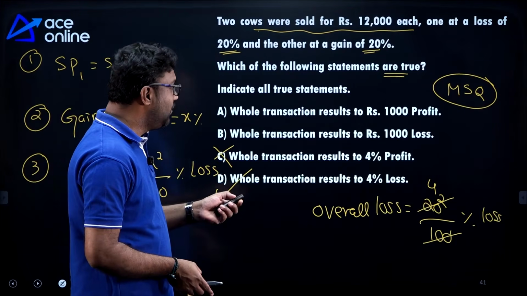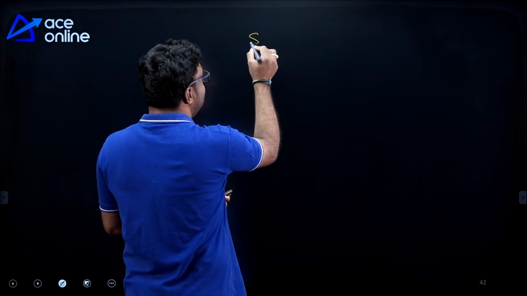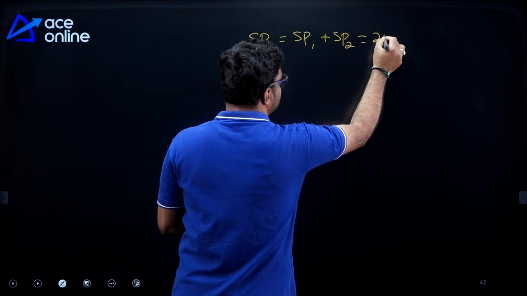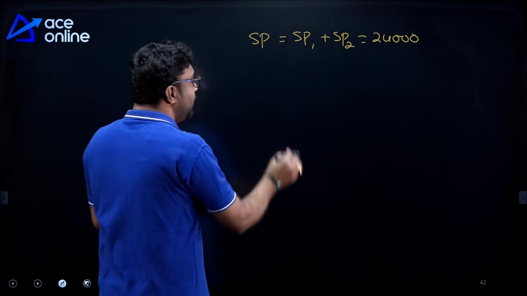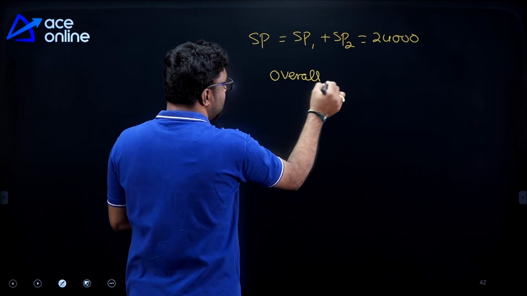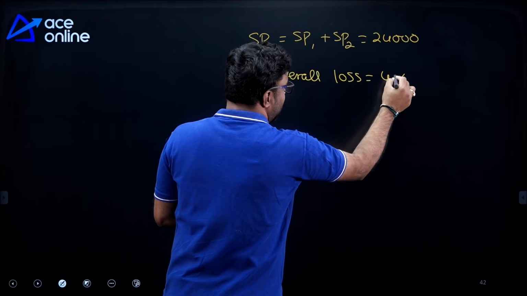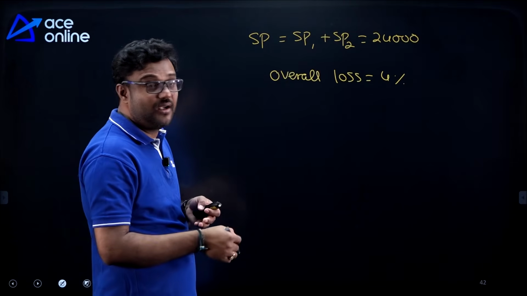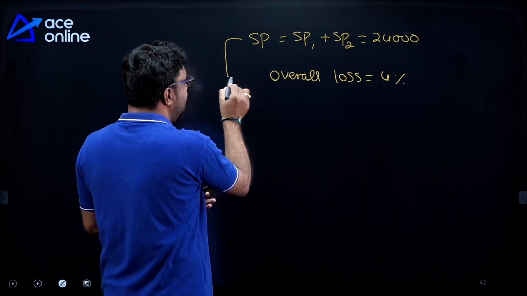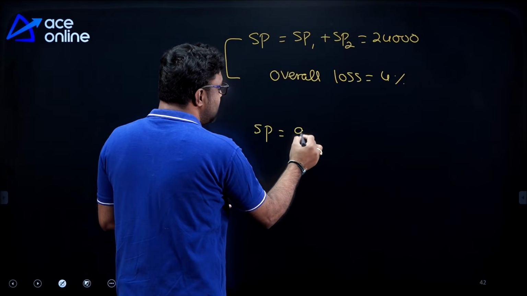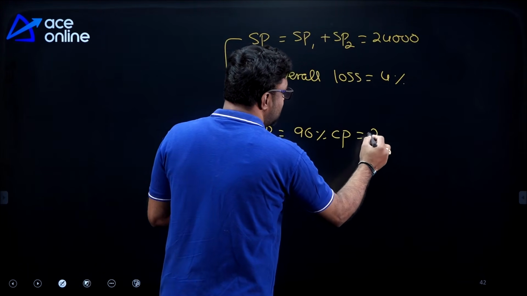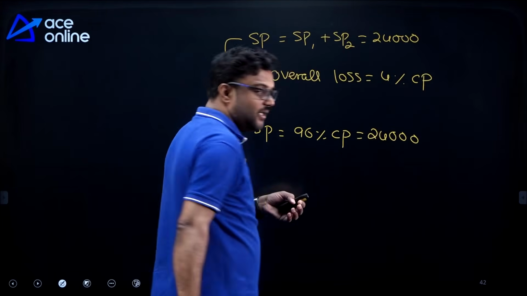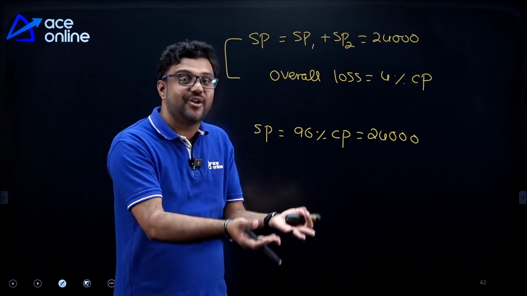Now see how to calculate the rupees. Overall selling price is 24,000. Now you got an overall loss of 4%. See, profit or loss is calculated on cost price. I too agree. So now this selling price, which is 24,000, is nothing but 96% of cost price. Overall loss is nothing but 4% of cost price. By default, profit or loss is calculated on cost price.